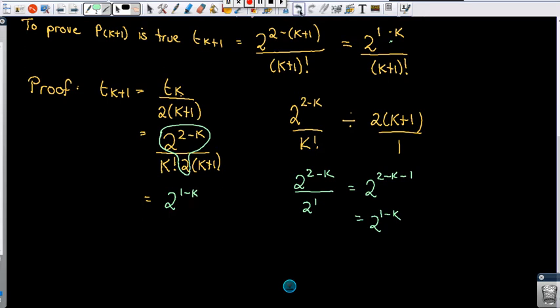Now, we should actually show that. So I'm actually going to say 2 take k over 2 to the 1. Otherwise, if you just go, oh yeah, equals, how do I know you actually have done it? You're not just fudging it. So what am I left with? K factorial times k plus 1. So this becomes 2 to the 2 take k, take 1.